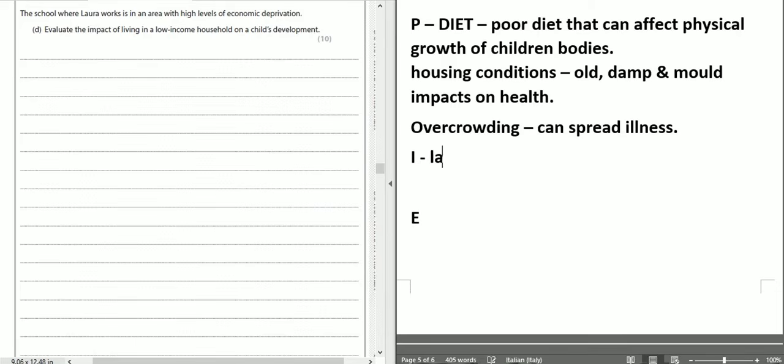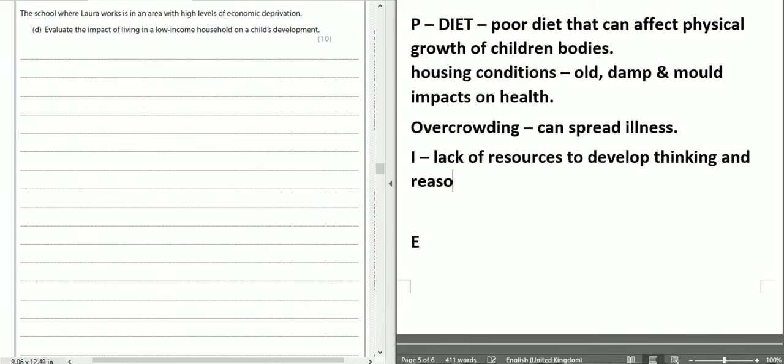Intellectually, we might think about lack of resources to develop thinking and reasoning skills in children. So again, thinking about those Piaget cognitive development points. I teach sociology as one of my other subjects, so a lot of this overlaps with material factors from what I teach in sociology. If I was doing this, I would have thrown in some people like Douglas, so sociological thinkers who talk about these issues.